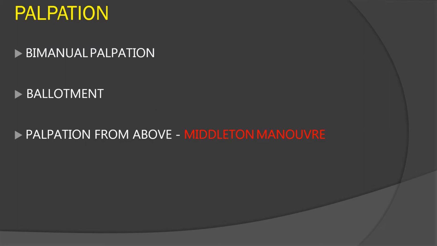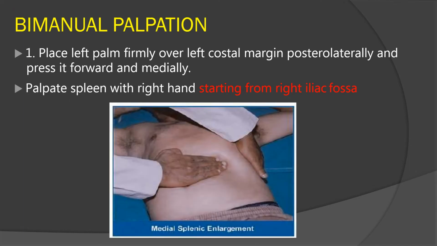Coming to palpation, spleen is palpated using different methods. Those are bimanual palpation, ballottement, palpation from above. Coming to bimanual palpation, place left palm firmly over left costal margin posterolaterally and press it forward and medially. Palpate spleen with right hand starting from the right iliac fossa.